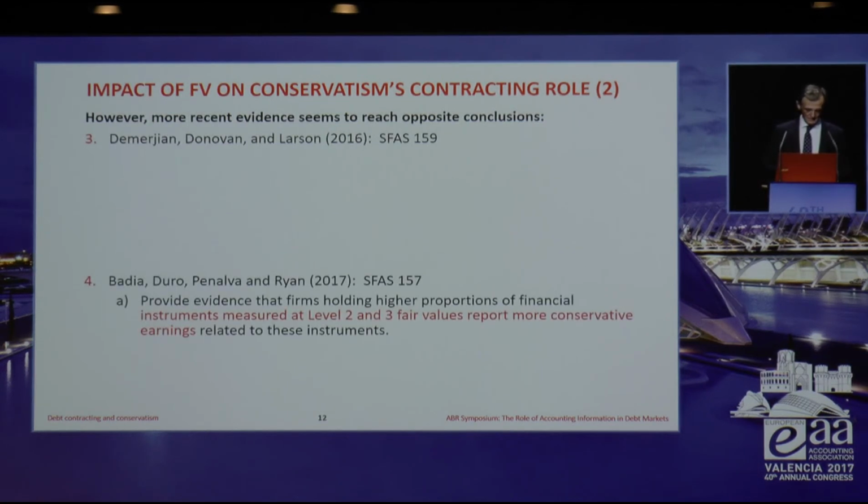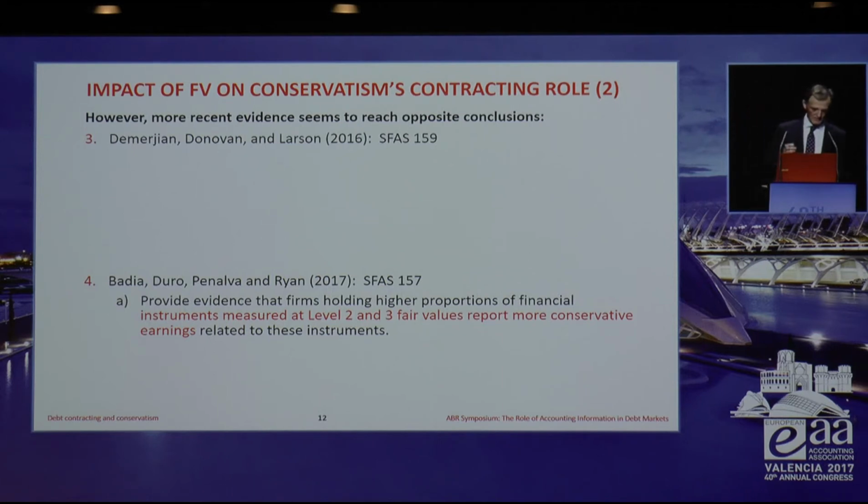And a more recent piece of evidence by Badia et al. They use the adoption of Standard 157. As you know, Standard 157 deals with the disclosures that firms have to make about how they compute fair values of financial instruments. Fair values are classified in three levels: level 1, level 2, and level 3. Level 1 are fair values based on prices of identical instruments that trade in very liquid markets. Level 2 and level 3 are based on inputs that are not identical to the item you're trying to fair value, or are based on management estimates and models. So for level 1 fair values, we talk about mark to market, and for level 2 and level 3 fair values, people refer to those valuations as mark to model, because you get whatever you want using your model and tweaking the assumptions.